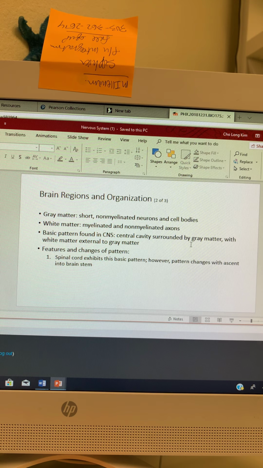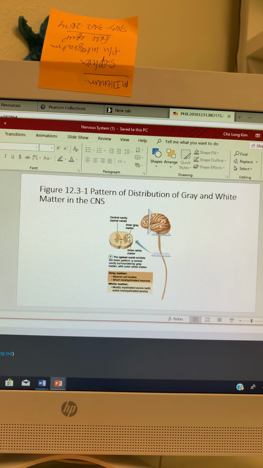So looking at this, the central cavity there, the spinal cord, you have the inner gray matter, and the spinal cavity is a small little hole in the center there, and all the white matter is the outside. Gray matter, as you can see, has within it neuron cell bodies and short myelinated neurons. The white matter has mostly myelinated axons with some non-myelinated axons in there as well.